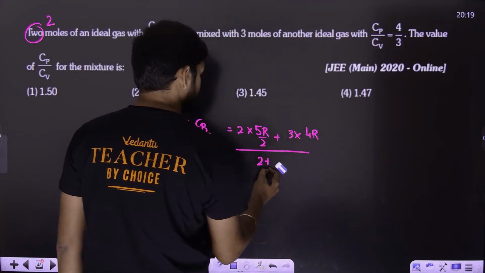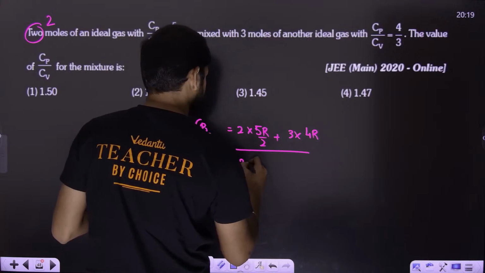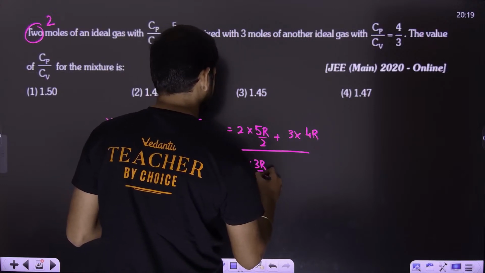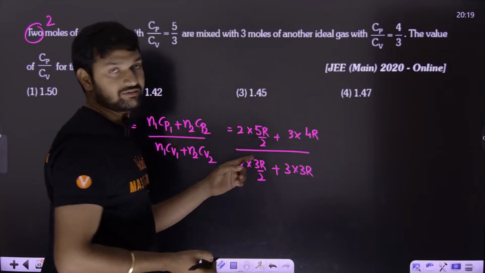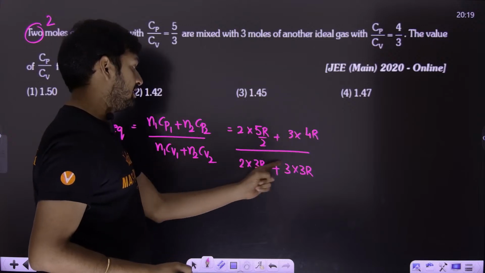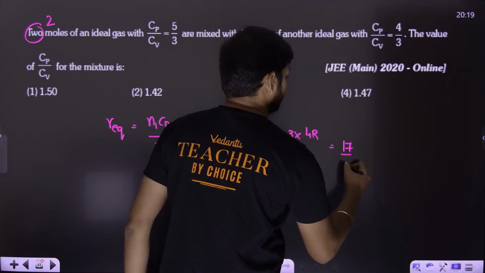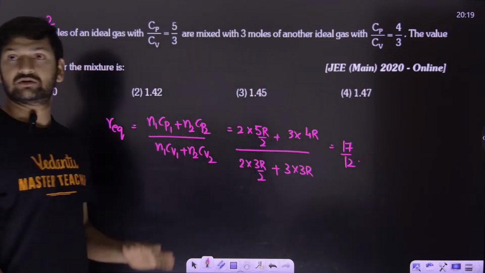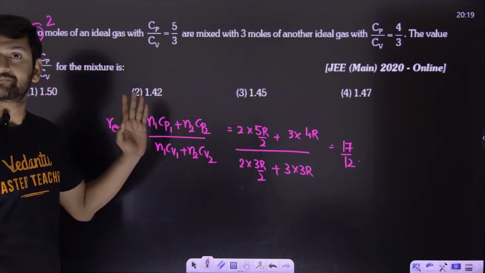Nonsense. Why? I wrote N1 plus N2 in the denominator. It's 2 into 3R by 2 plus 3 into 3R. My bad, I made a mistake. Sorry. 5 and 12, which is going to be 17. 9 and 3, 12. So it is going to be 17 by 12. You just mark which one is going to be closer. That's it.